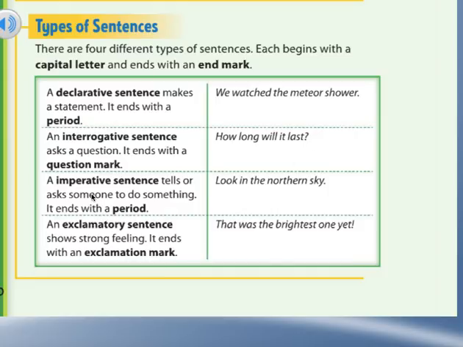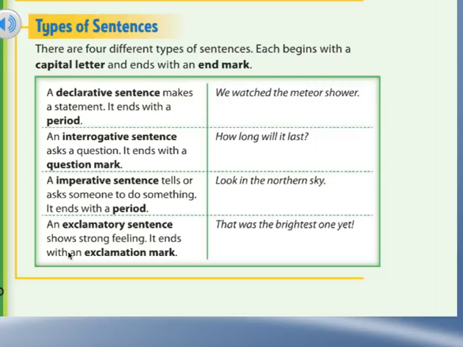The next one, which is kind of hard, is imperative sentence. It tells or asks someone to do something. And usually it ends with a period. Occasionally it will end with an exclamation point. It will not end with a question mark. So here we have, look in the northern sky. And what that's telling you to do is, hey, take a look up there.